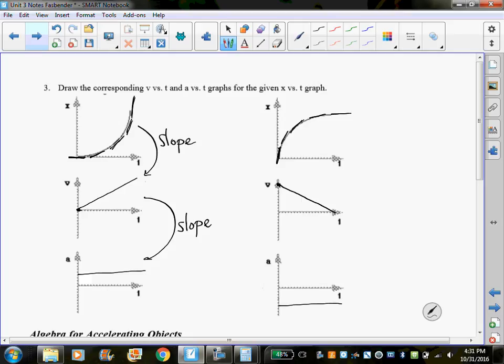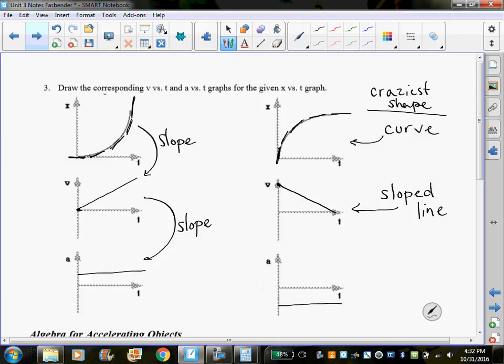I want to tell you a few things. Number one, the craziest shape you may see for a position versus time graph in this class, the craziest shape you're ever going to see is a curve. I promise you I will not give you anything stranger than a curve. No loop-de-loops, nothing that tracks back on itself, just curves.